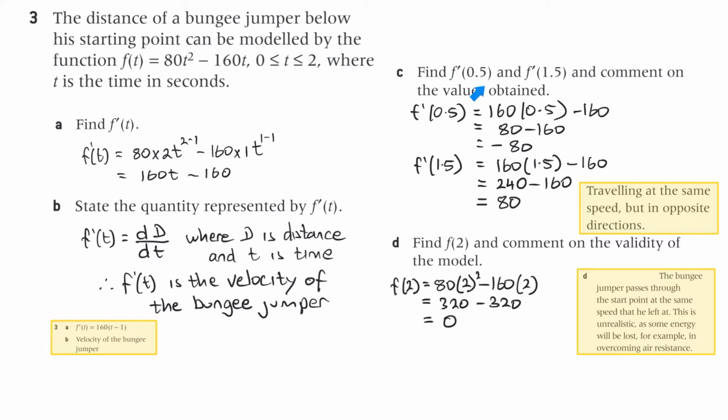C, find the derivative at 0.5 and also at 1.5 and comment on the values obtained. So at 0.5 we get minus 80. Okay, make sure we're using the derivative equation, which is this one here.